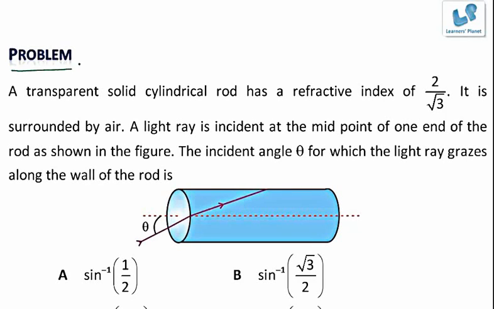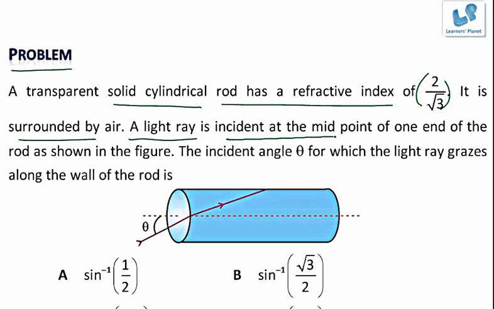Now the next problem is: a transparent solid cylindrical rod has a refractive index 2 by root 3. It is surrounded by air. A light ray is incident at the midpoint of one end of the rod as shown in the figure. The incident angle theta for which the light ray grazes along the wall of the rod is.